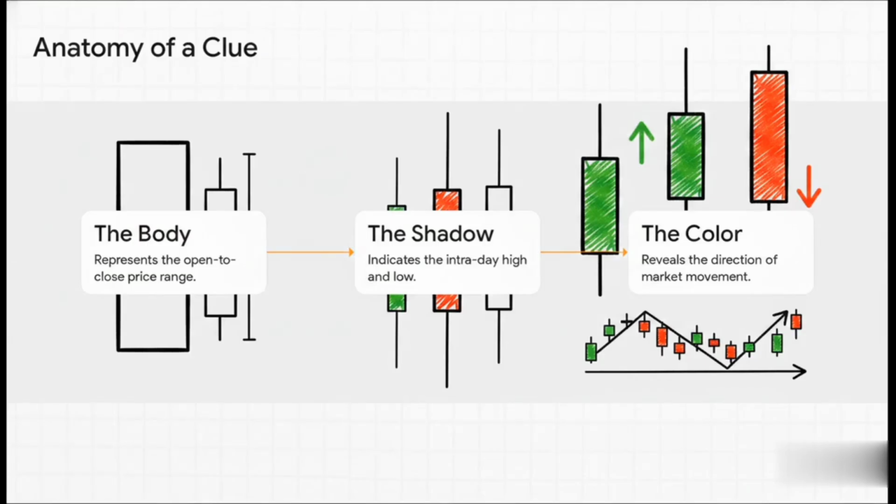The cool thing about a candlestick is how much it tells you in just one little shape. There are really three main parts to every clue. First, you've got the body, that thick part in the middle. That shows you where the price opened and where it closed. Then you have the shadows, those thin lines sticking out, sometimes called wicks. They show you the absolute highest and lowest points the price hit. And finally, the color. This one's easy. It just tells you which way the market moved.